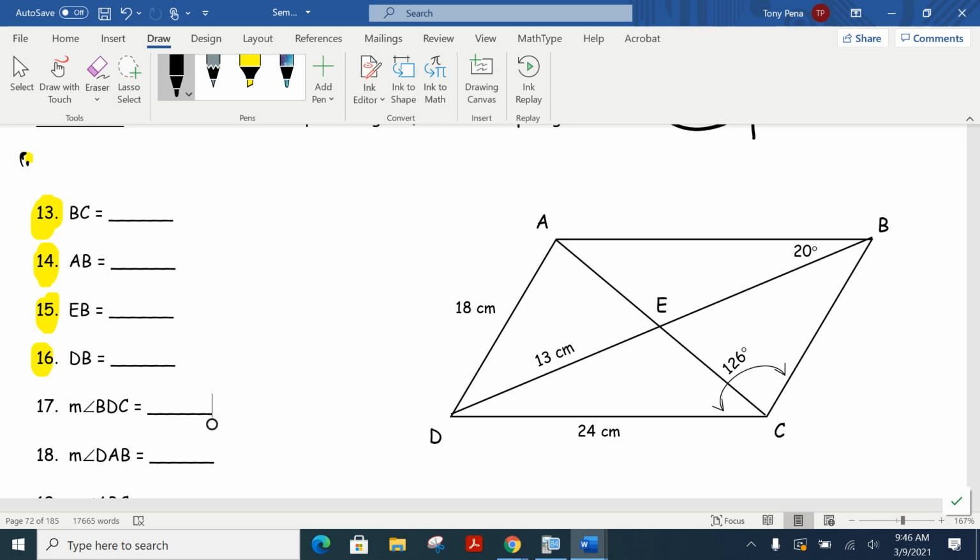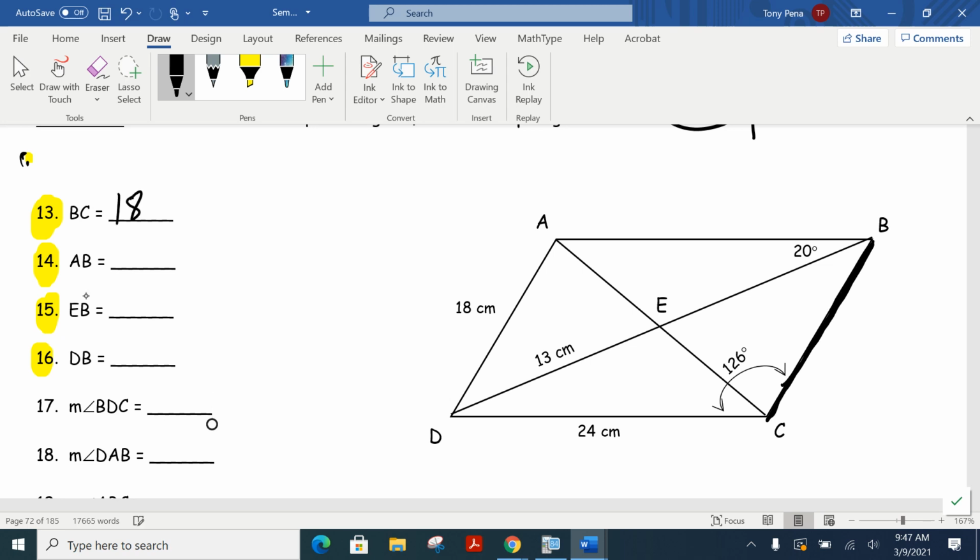All right. Let's see where we are at with these. Not a lot of work to these. It's just kind of knowing our properties and then knowing what our numbers are. All right, so number 13, Ahmed, what did you put for the length of side BC right here?